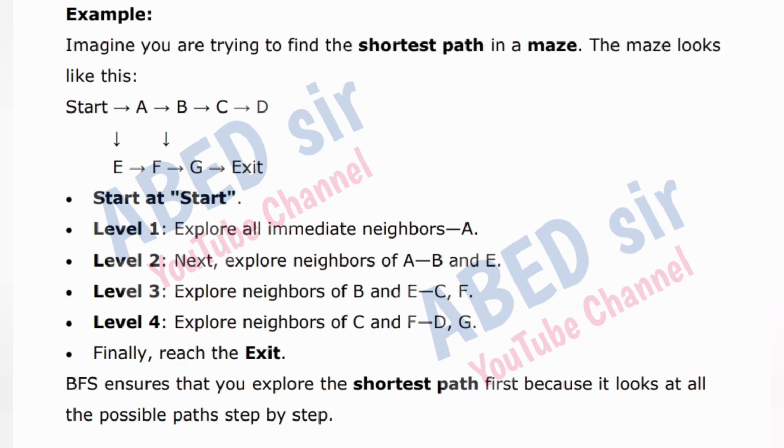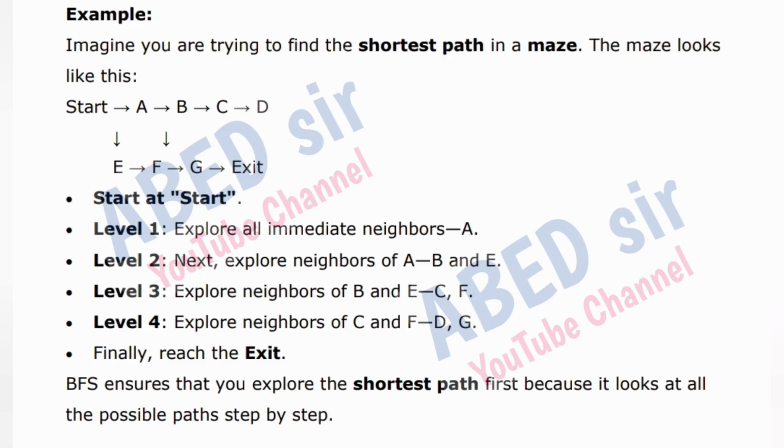Example. Imagine you are trying to find the shortest path in a maze. The maze looks like this. Start at start. Level 1. Explore all immediate neighbors A. Level 2. Next, explore neighbors of A, B and E. Level 3. Explore neighbors of B and E, C, F. Level 4. Explore neighbors of C and F, D, G. Finally, reach the exit.